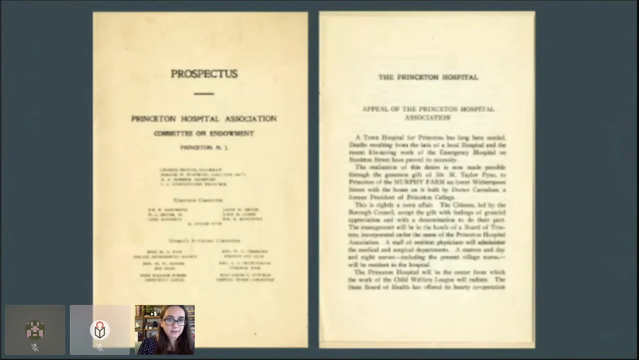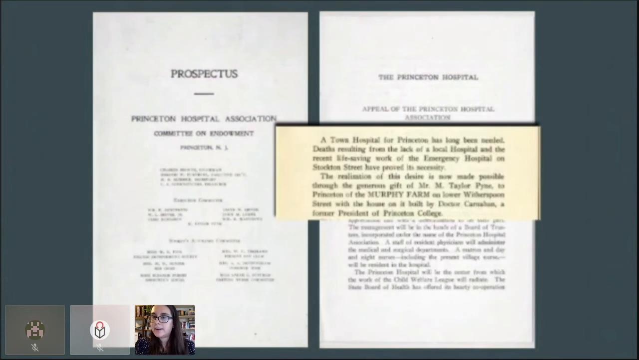So we have here, as another document, this January 1919 prospectus from the Princeton Hospital Association and their Committee on Endowment. So we can take a closer look at this. You can see here in the appeal on the right that it reinforces the need for a town hospital, saying a town hospital for Princeton has long been needed. Deaths resulting from the lack of a local hospital and the recent life-saving work of the emergency hospital on Stockton Street have proved its necessity.